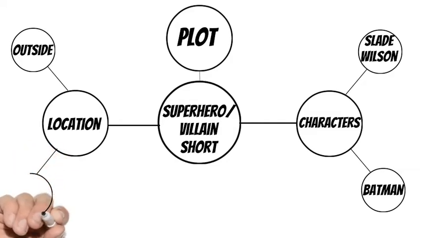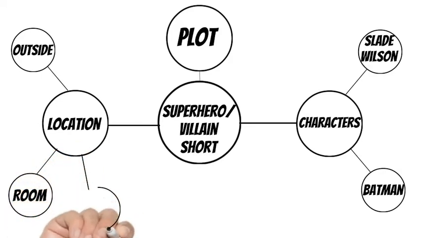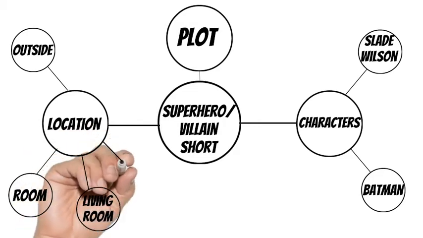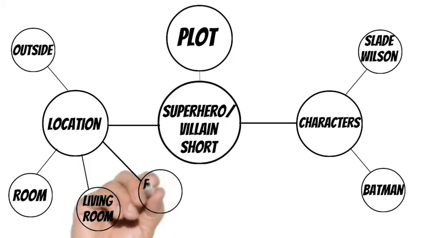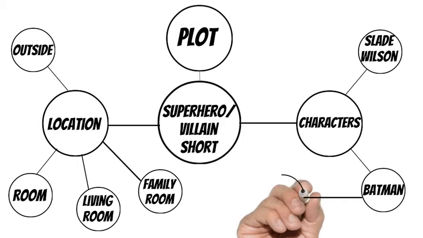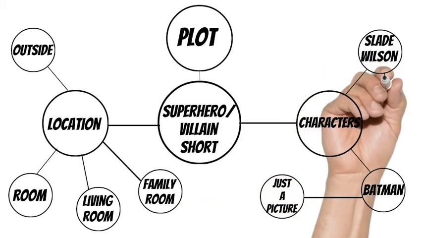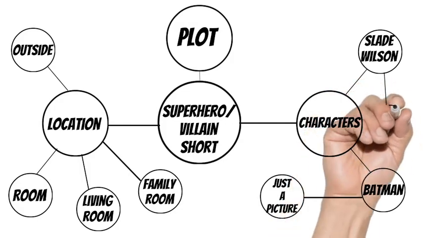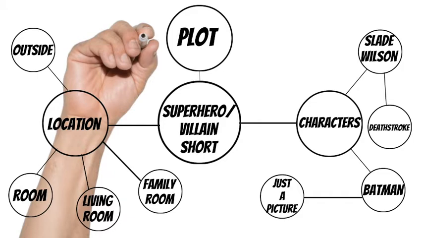So we'll do training outside, maybe working out. The next location we'll have is the bedroom. Here he can be waking up or changing into his outfit. The living room can be a cool shot of the whole bodysuit so you can see what it looks like. And then I'll probably do the family room or the kitchen to show when he gets the actual contract. So knowing that it's going to be a contract, I'm just going to put here a picture of Batman, and then Slade Wilson, of course, with the reveal at the end being Deathstroke.